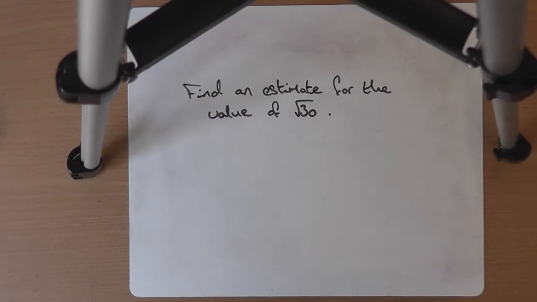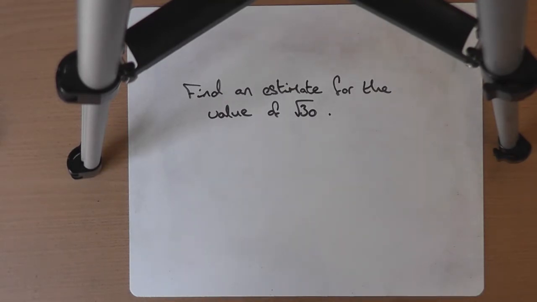Find an estimate for the value of the square root of 30. Keyword in this question is that word estimate. You might be tempted to just put the square root of 30 in your calculator, press equals, and find an exact value for it. Write down whatever decimal the answer comes out as. It's clearly going to be a decimal because 30 is not a square number.